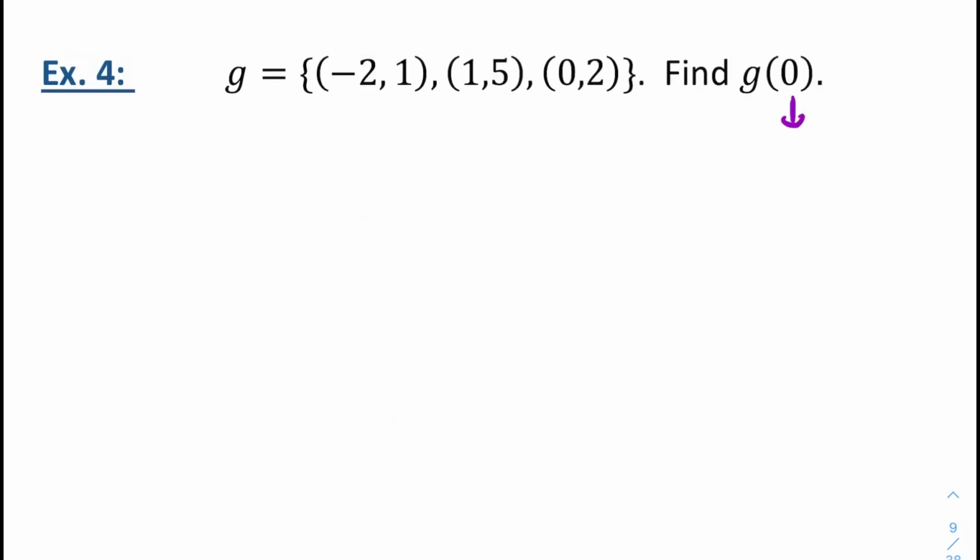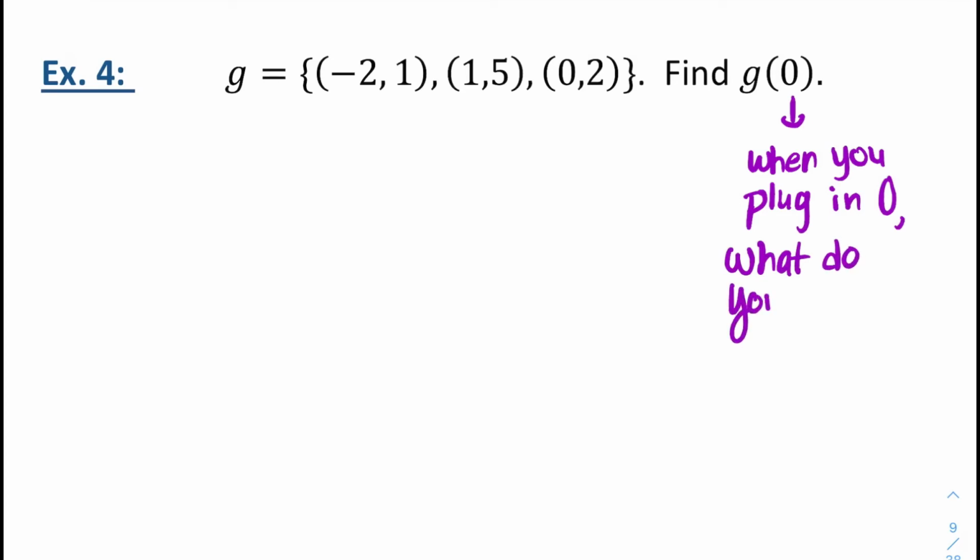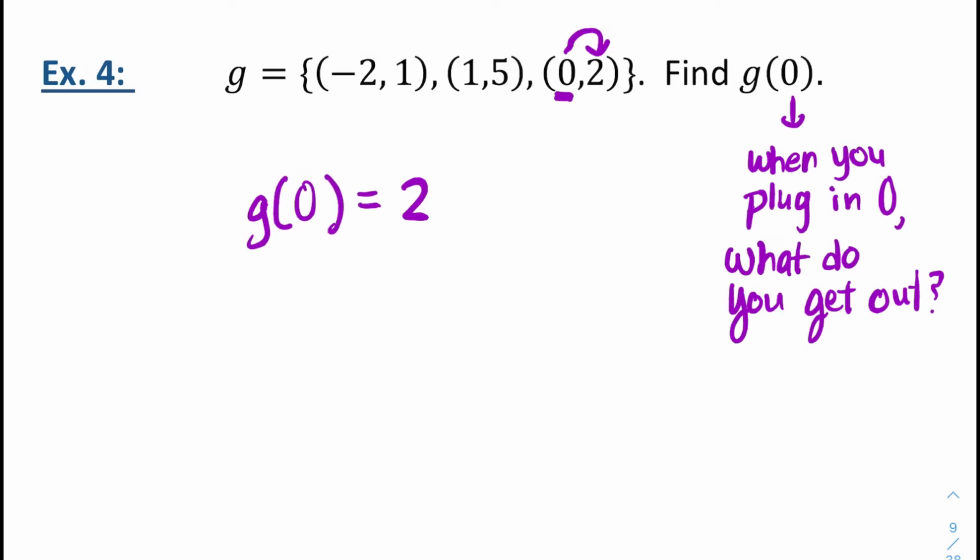So let's evaluate some functions that you don't have an equation for. I'm essentially just looking for what I get when I plug in 0, if I'm talking about g of 0. My input value is 0, what's my output value? We'll go over to my relation and go, oh, my input value of 0 is supposed to send me to an output value of 2, so g of 0 is just 2.